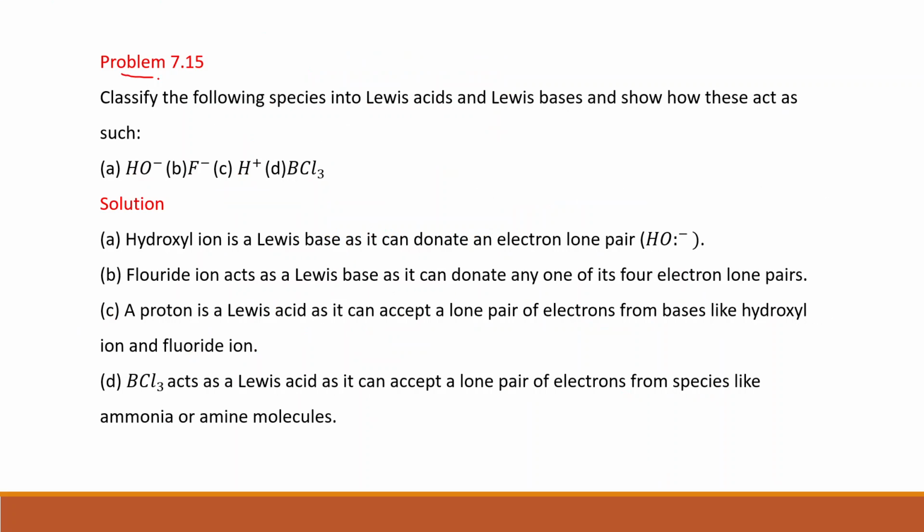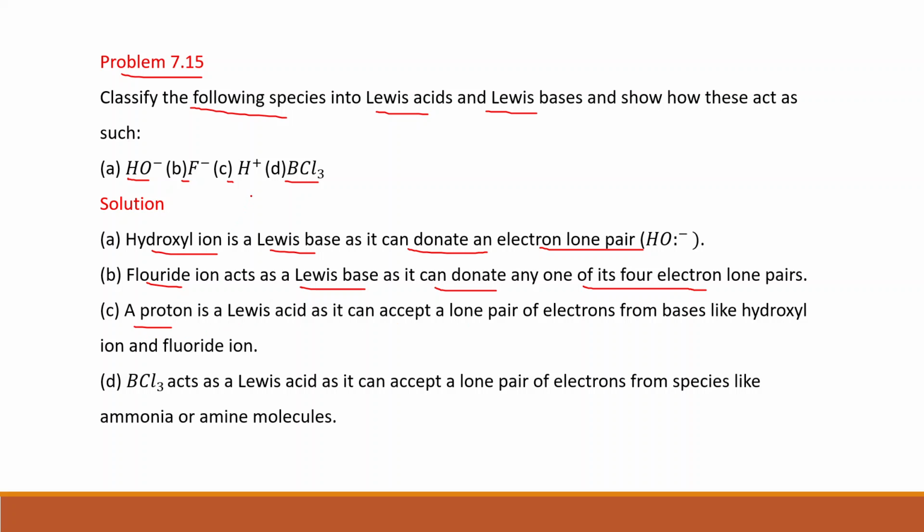See, problem 7.15. Classify the following species into Lewis acids and Lewis bases and show how these act as such. HO minus, F minus, H plus, BCl3. We have to classify and at the same time also give the reason. Now OH minus ion, this hydroxyl ion is a Lewis base as it can donate an electron pair. Fluoride ion acts as Lewis base as it can donate any one of its 4 electron lone pairs.